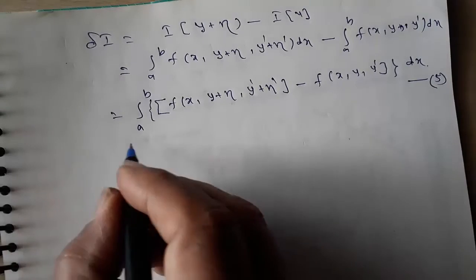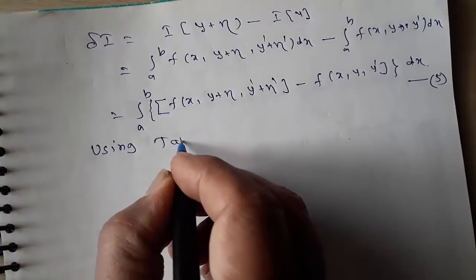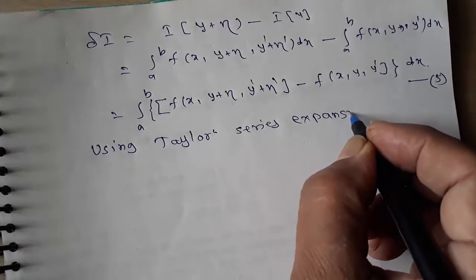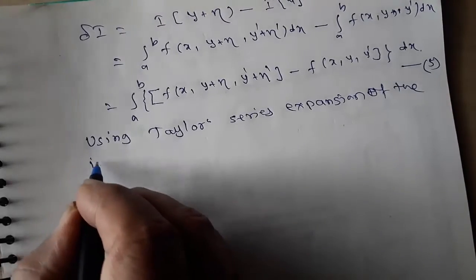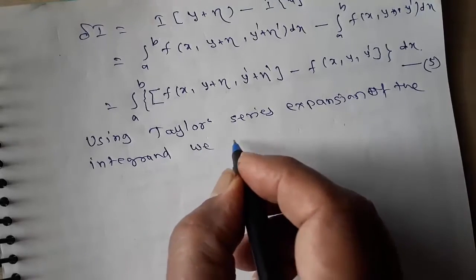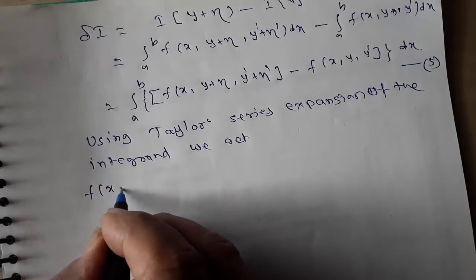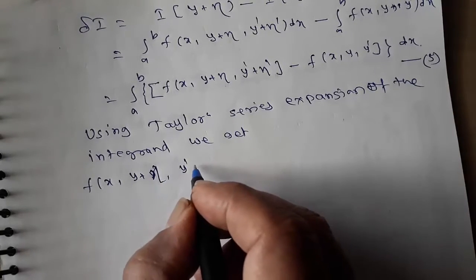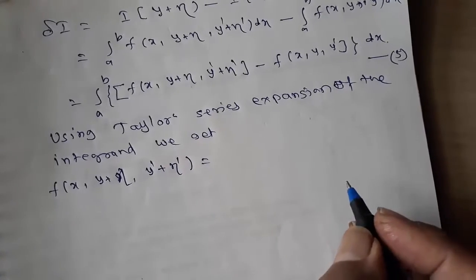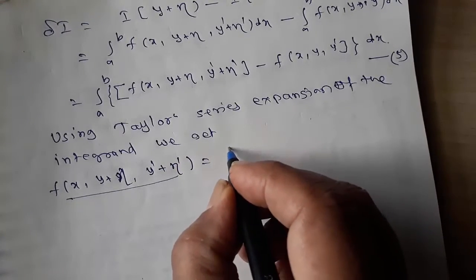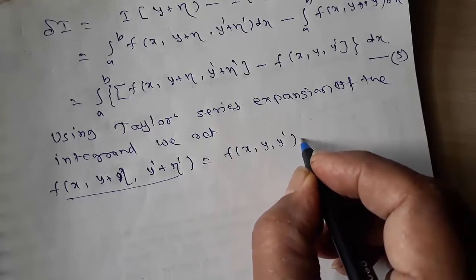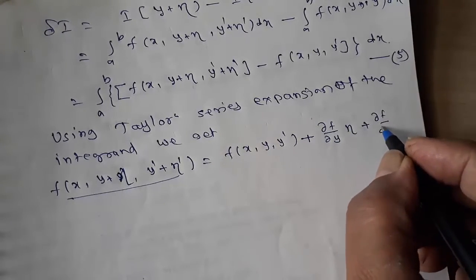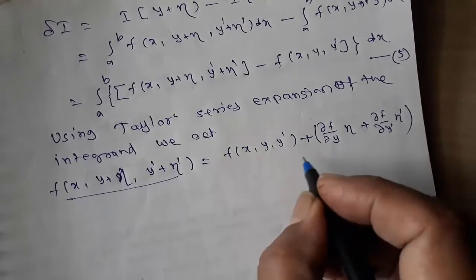Now we shall use a Taylor series expansion. Using Taylor series expansion of the integrand, we get f of x, y plus eta, y dash plus eta dash, which we expand as f of x, y, y dash plus dou f by dou y into eta plus dou f by dou y dash into eta dash plus higher order terms.